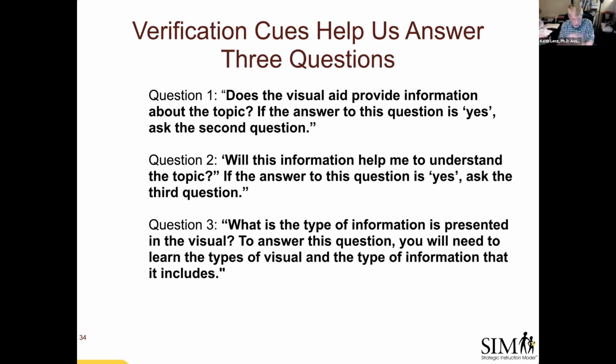So the two match, and it matches the topic. What is the type of information presented in the visual? So it's a map. What kind of information do maps show? And so we take a look at that. So I have a type of visual I know, it's related to the topic, and I think that it'll help me understand it.